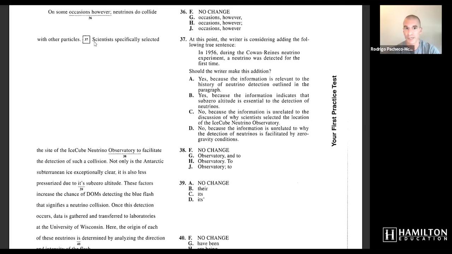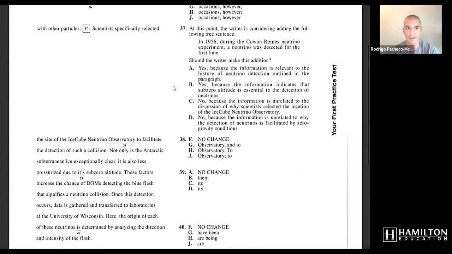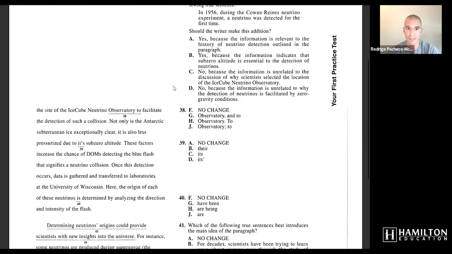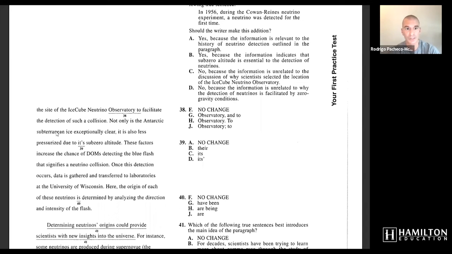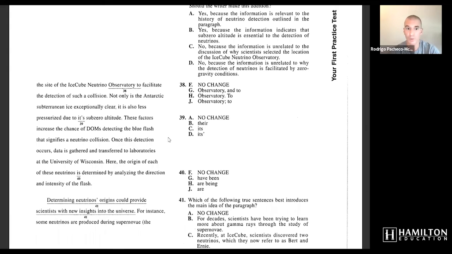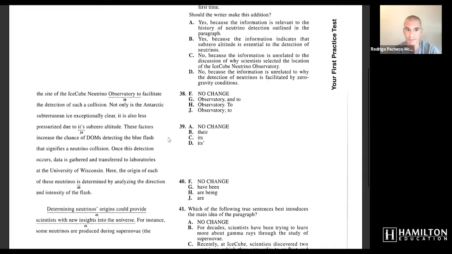Okay, so we'll start here. Scientists specifically selected the site of the IceCube neutrino observatory to facilitate the detection of such a collision. Not only is the Antarctic subterranean ice exceptionally clear, it is also less pressurized due to its sub-zero altitude. These factors increase the chance of DOMs detecting the blue flash that signifies a neutrino collision. Once this detection occurs, data is gathered and transferred to laboratories at the University of Wisconsin. Here, the origin of each of these neutrinos is determined by analyzing the direction and intensity of the flash.